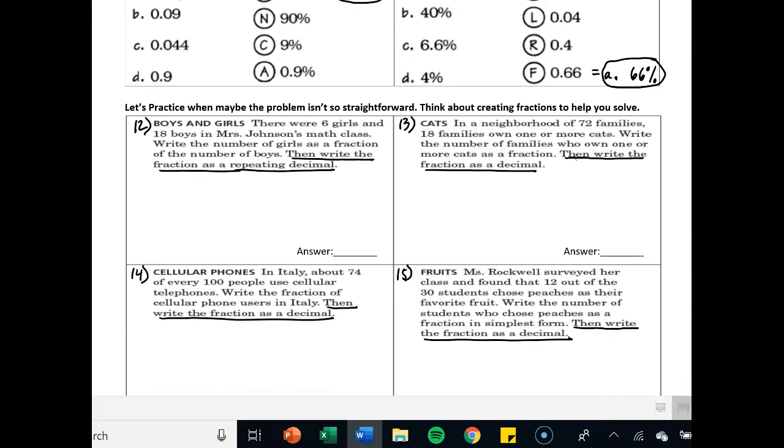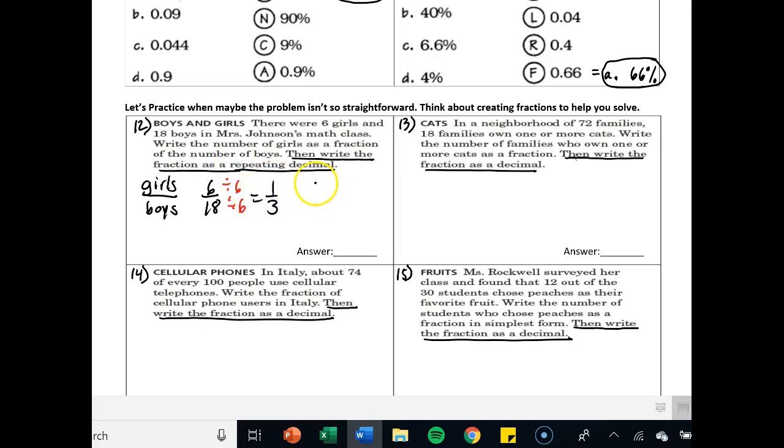I'll help you out with like number 12. It says there were 6 girls and 18 boys in Mrs. Johnson's math class. Write the number of girls as a fraction to the number of boys, and then write it as a repeating decimal. So first of all, we're just trying to figure out girls to boys. It's always a nice thing to write out what you're actually trying to compare in the fraction. So we had 6 girls to 18 boys. I can simplify that before trying to do any crazy division. Divide both by 6. I get 1/3.